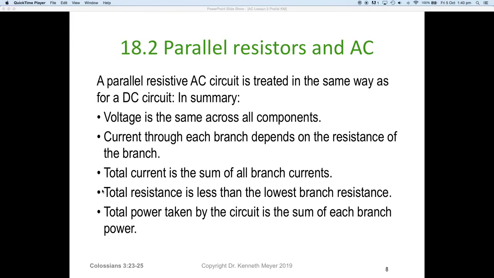Next, total resistance is less than the lowest branch resistance. So when you put resistors in parallel, whatever the smallest resistor is, the total resistance must be smaller than the smallest resistor. And finally, total power taken by the circuit is simply the sum of each of the powers in the branches. So, nice and straightforward, when we've got parallel resistors, we can do nice, simple Ohm's law. We can add values, we can multiply values. They're still complex values, of course, but the phase angle is always zero through a resistor, so that's why we can treat them like it's DC.